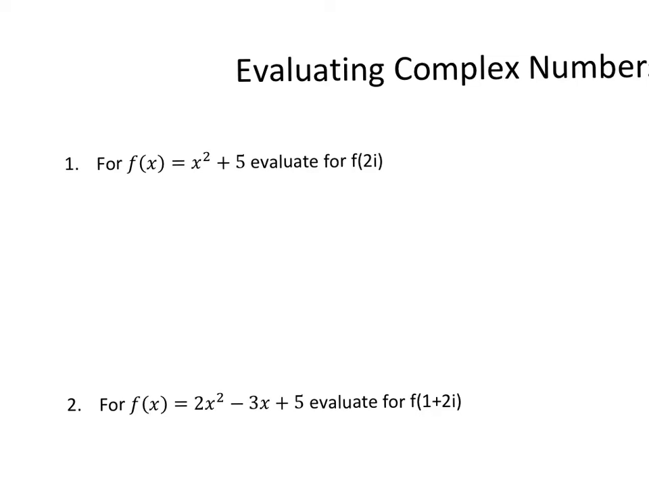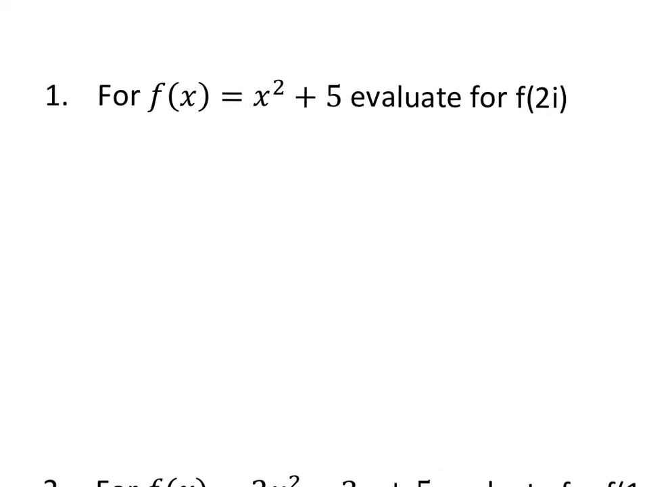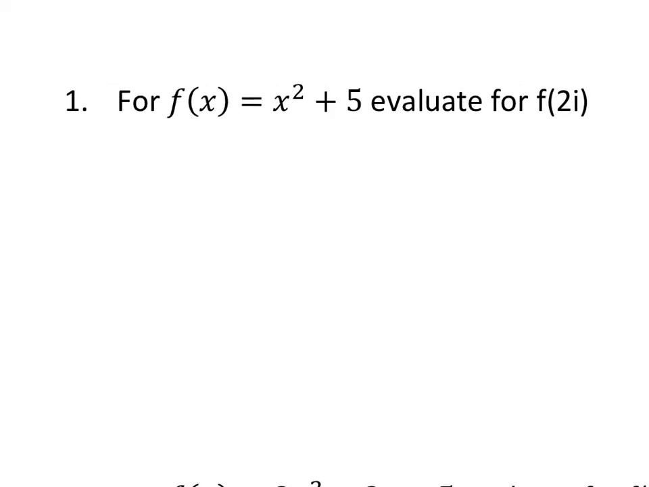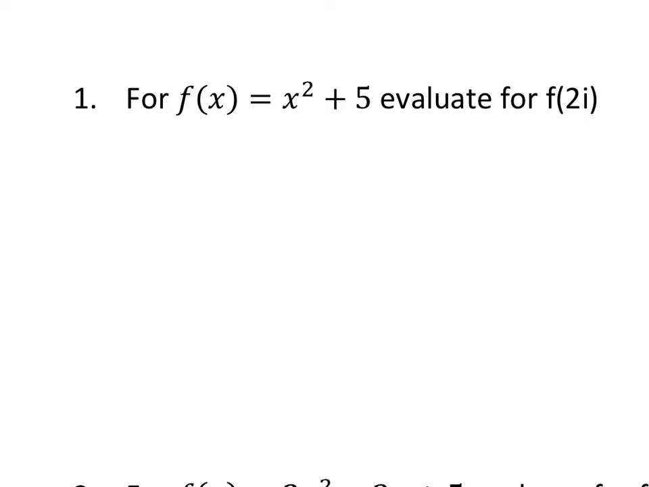So for f of x equals x squared plus 5, evaluate for f of 2i. We're going to do the exact same thing we would do if instead of 2i, we had a number or a variable. Because really, we still have a number, it's just a complex number.